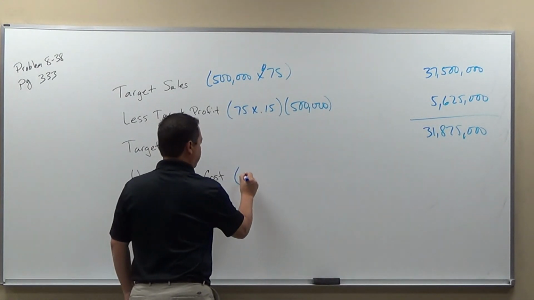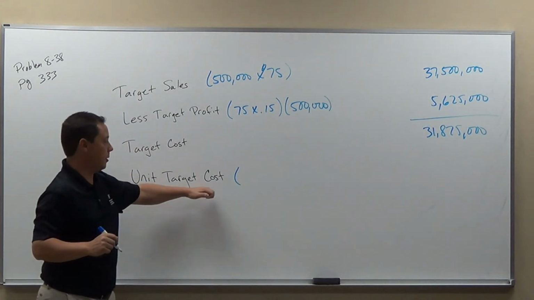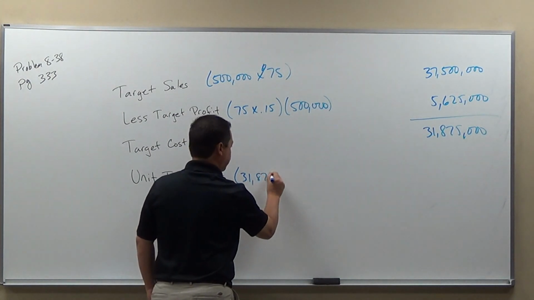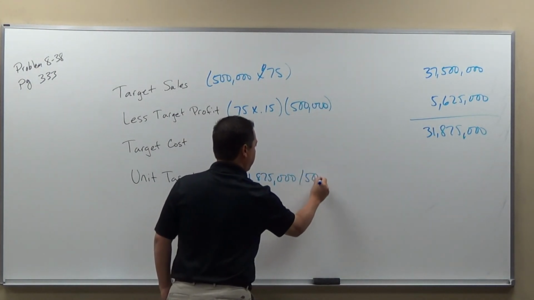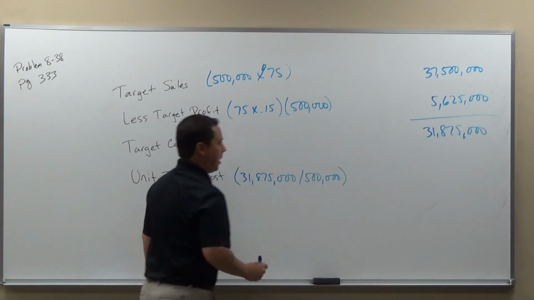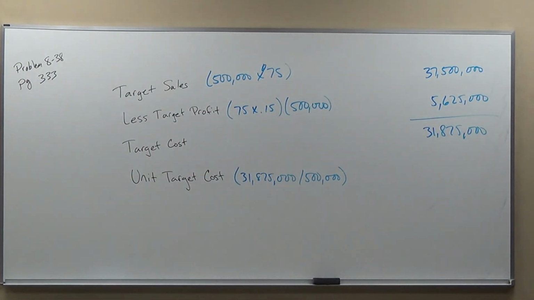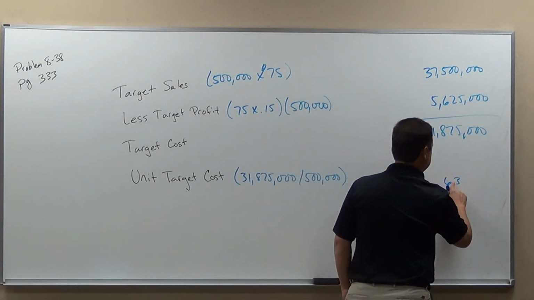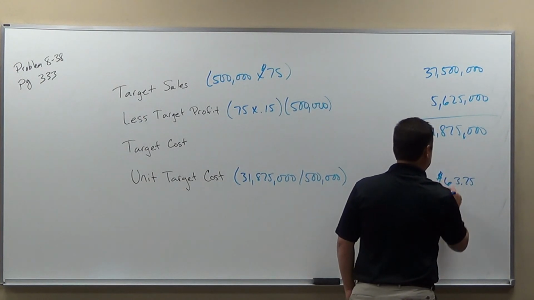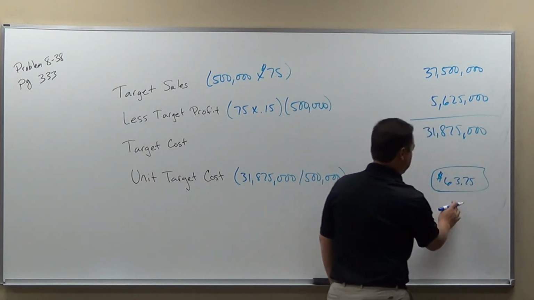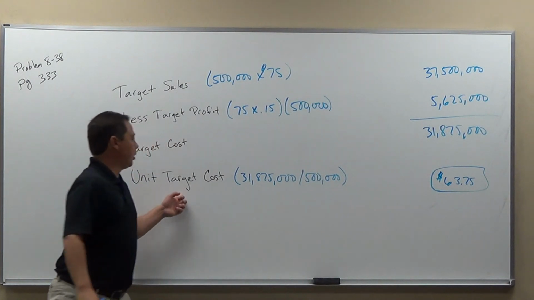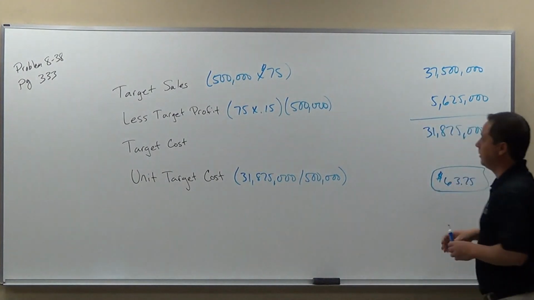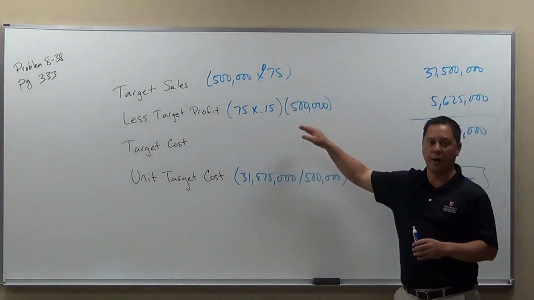So now I'm going to have to figure out the target cost per unit here. I'm going to take the 31 million that I just figured out, 875,000, and divide that by the 500,000, and that will give me my per unit cost, which is $63.75. That would be my unit target cost, how much it would cost me per unit. So as I take a look at this here, I could have figured it out also here.